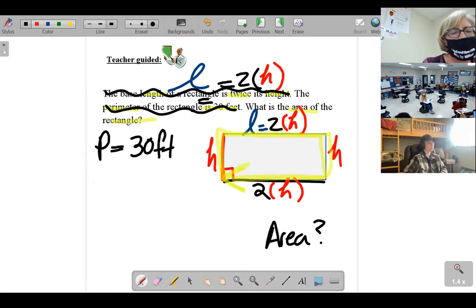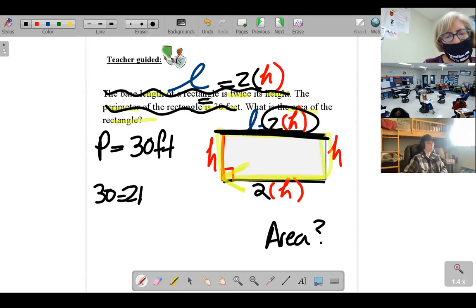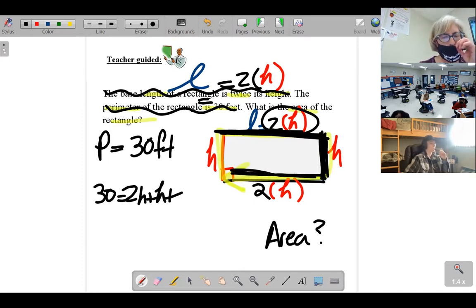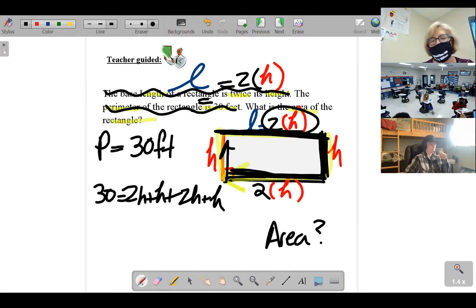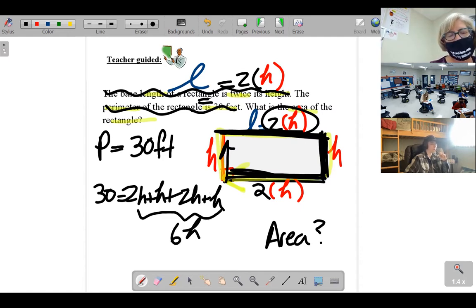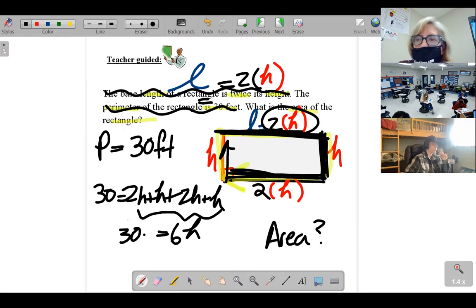So I know 30, which is my perimeter, equals, if I walk it around, 2h, plus, Lua, what am I going to add if I keep going around? Plus h, plus, keep working with me, Lua, plus what? 2h, you got it? Plus what? H, good. Okay, Devin, how many h's do we actually have here? Okay, 6h equals 30. Your goal is to find the total area.